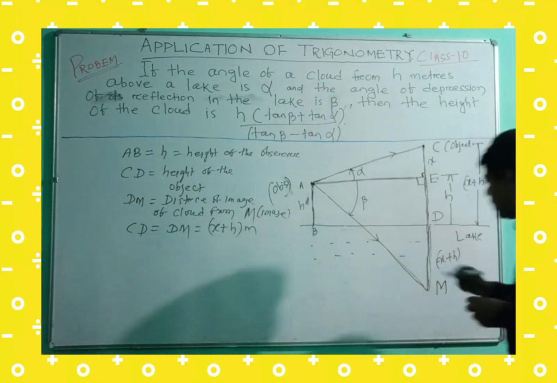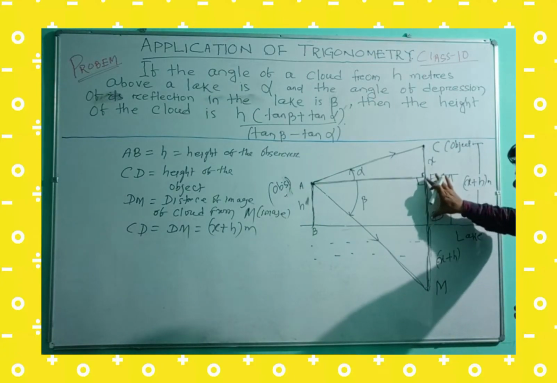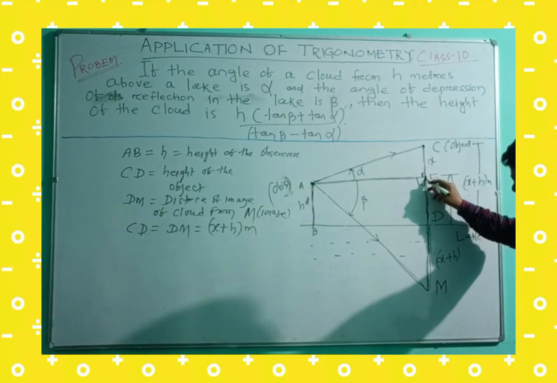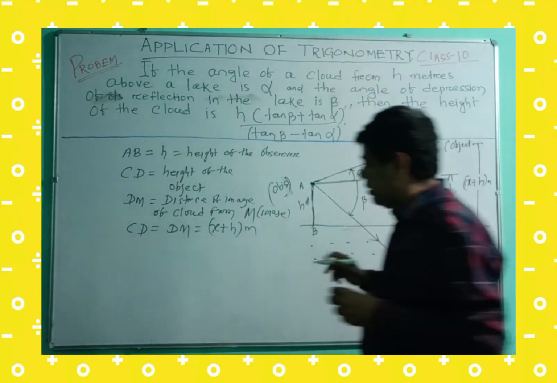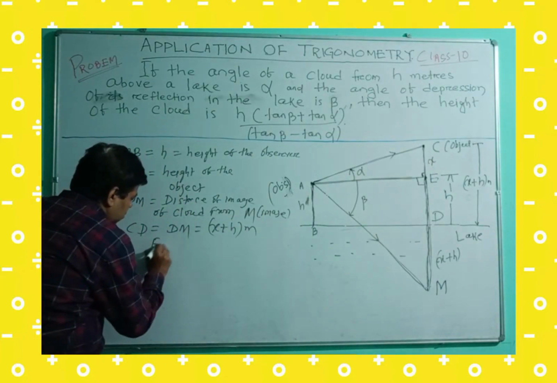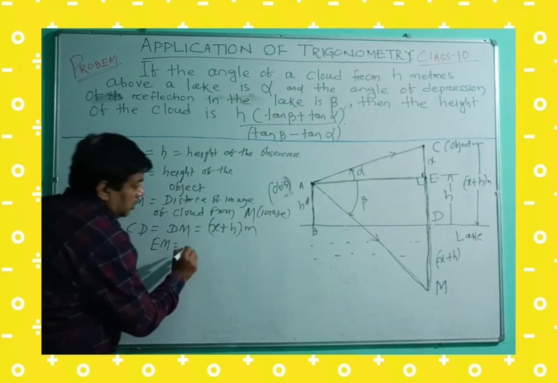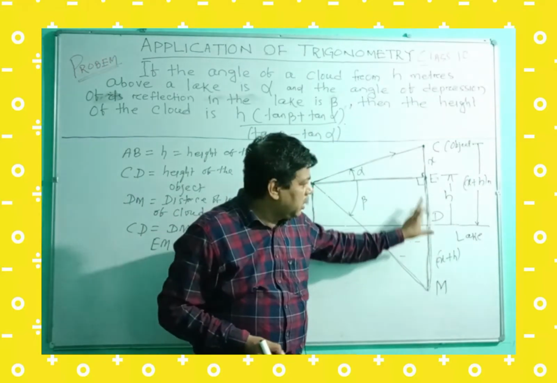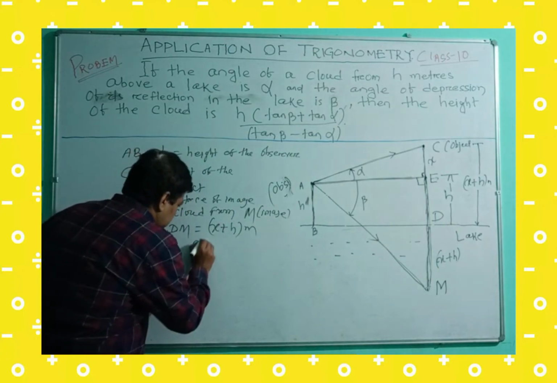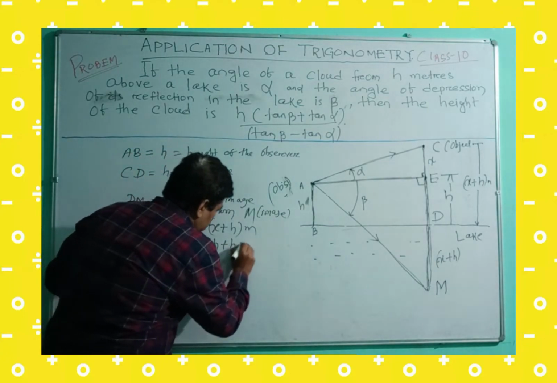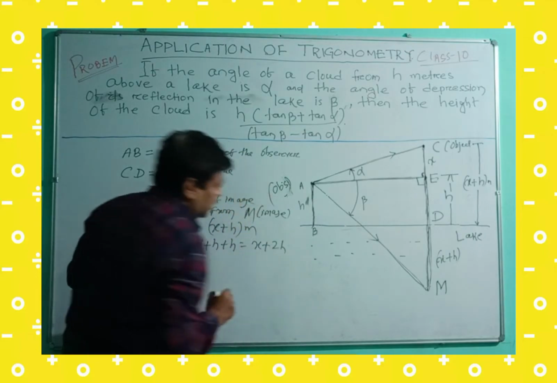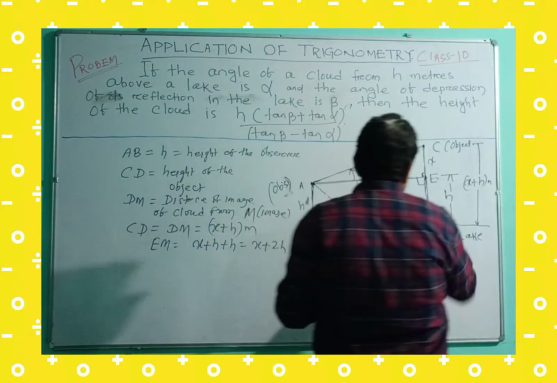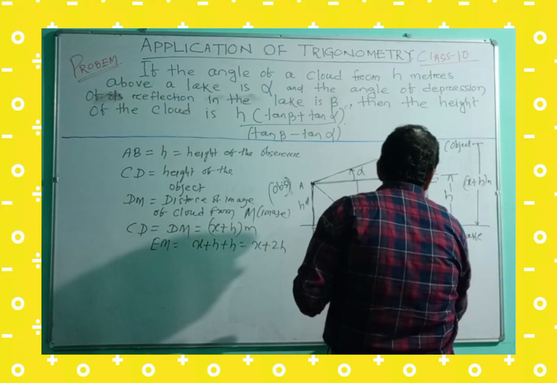This DM is equal to X plus H meter, and what is the length of this? H meter. Now from the point A, what is the length of EM? The EM is also equal to what? DM is X plus H. Look at here, and here H, so it will be X plus X plus H, which is X plus 2H. Understand? Okay. Is it clear? So here EM will be X plus 2H.